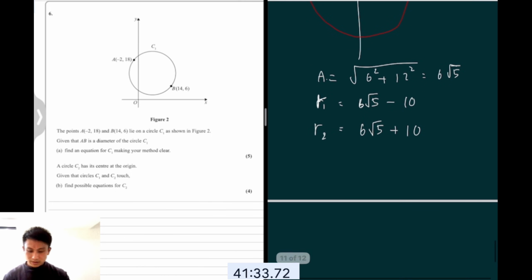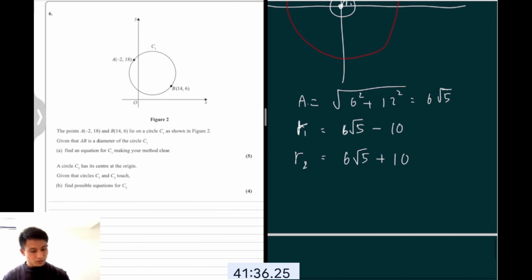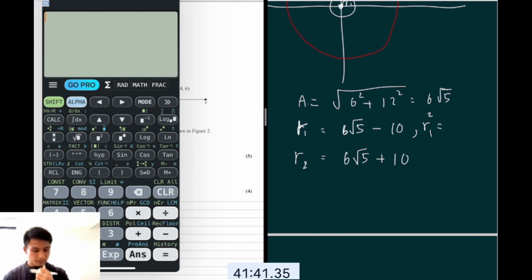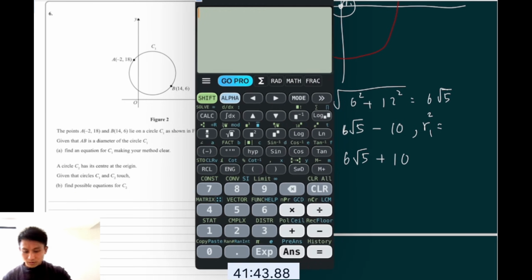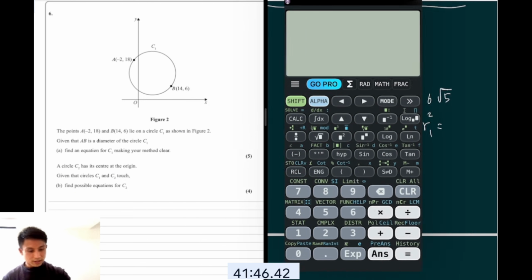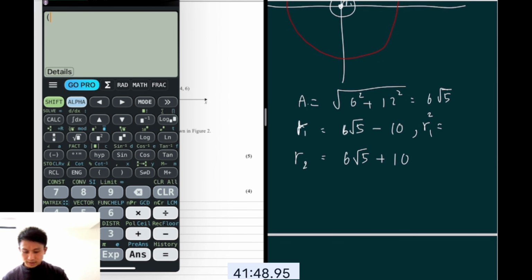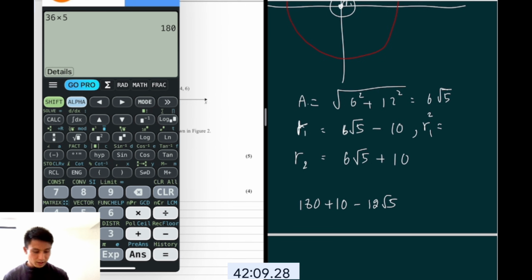So if you get, yeah, so R1 squared would be, do we need to put it in exact form or what? Yeah, we have to assume that, I think. So, can I try this? I mean, I'm not sure, but I'm just going to try. Nah, it doesn't work. So it's basically just, if I square R1 first, I get 36 times 5, that is 180, plus 10. And for the minus, it would be 12 root 5.